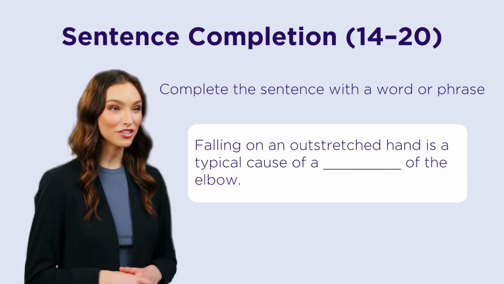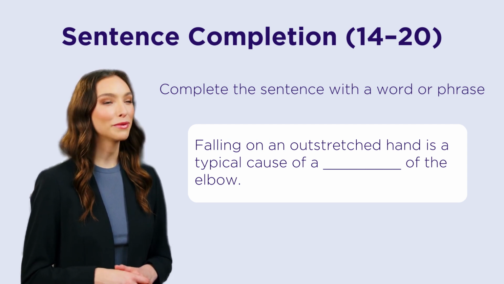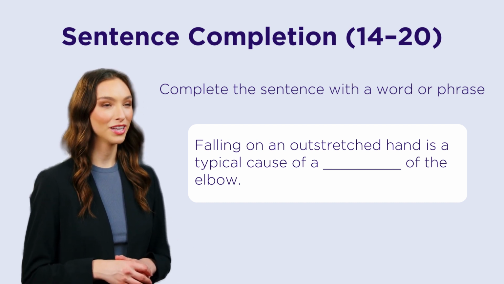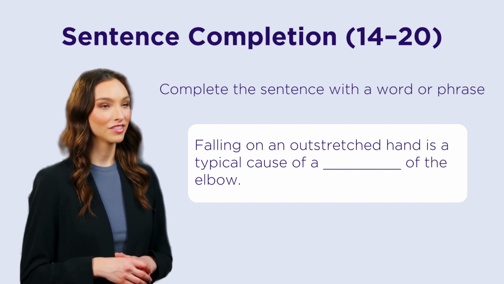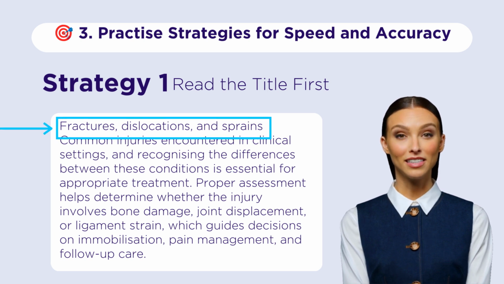Sentence completion questions ask you to finish a sentence using words from the text. For example, falling on an outstretched hand is a typical cause of a Chiwa sign of the elbow. The answer is dislocation.